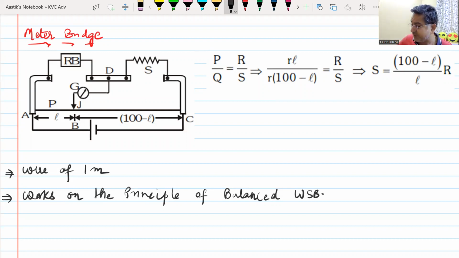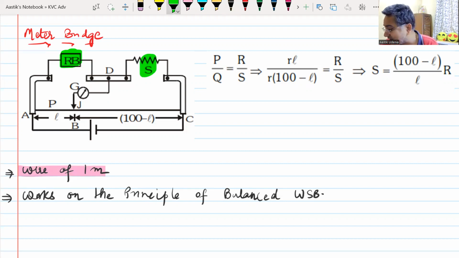As the name suggests, it consists of a wire of length 1 meter. As you can see, you have a battery connected to this wire and two resistances. One is a known resistance which is kept in this resistance box, and one is an unknown resistance S. Now when you put the key on, start the circuit and move the jockey, at some point you will have zero deflection in the galvanometer. When the galvanometer shows zero deflection, that means the Wheatstone bridge is balanced. Yes or no? Yes, sir.